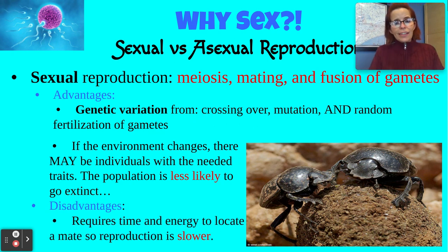The disadvantage is that it takes time and energy to locate a mate. So reproduction is slower. It's much harder. I love my little poop beetles. What are they called? Dung beetles. There we go. Trying to find a little mate and talking over a poop ball and whatever. Okay, so they have to find a partner, and that's a lot more complicated than just cloning themselves like a strawberry plant or a bacteria.